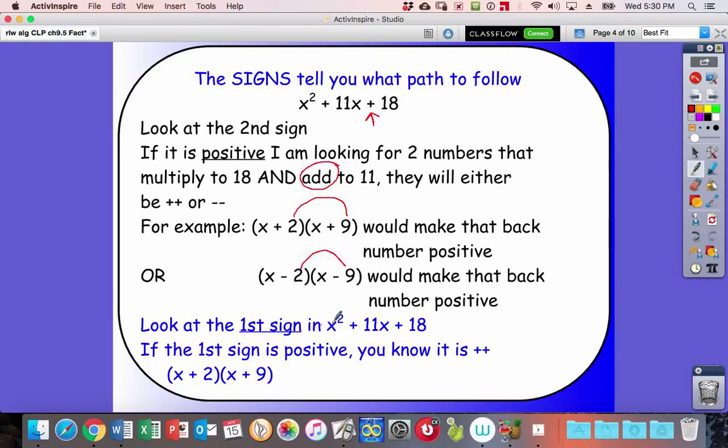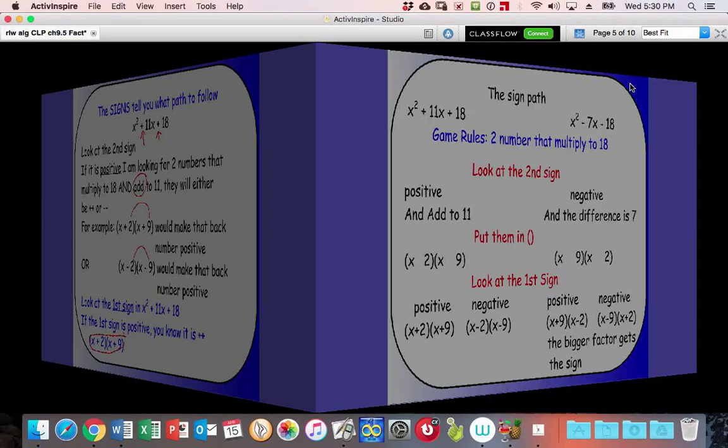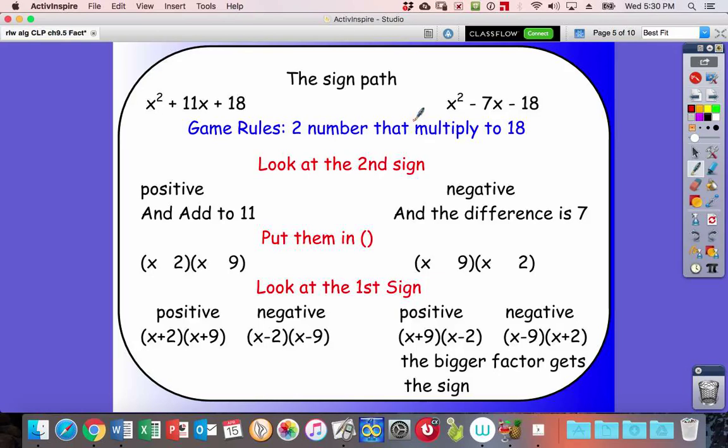But if I look at the first sign, it's a positive. That's how I know it's x plus 2, x plus 9, because I need that middle term to be a positive. Now I'm going to show you this a couple of times. You'll start to get the hang of it. Okay, here's the sign path. Let's start over here. My second sign is positive, so I look at the second sign, I find out that it's positive. Then I know it's two numbers that multiply to 18 and add to 11.